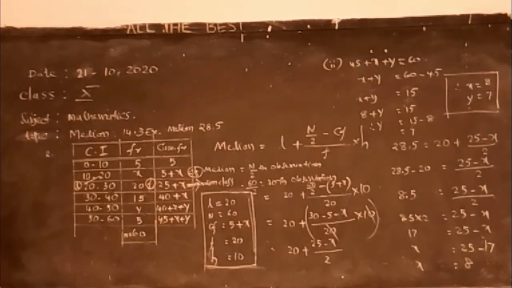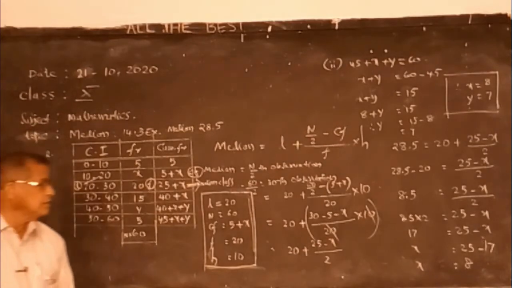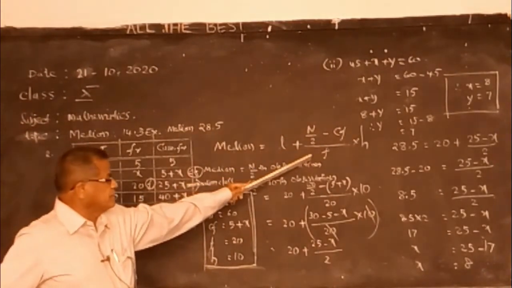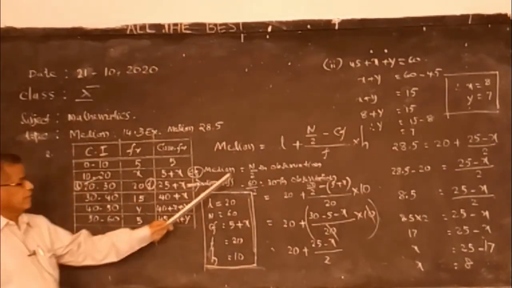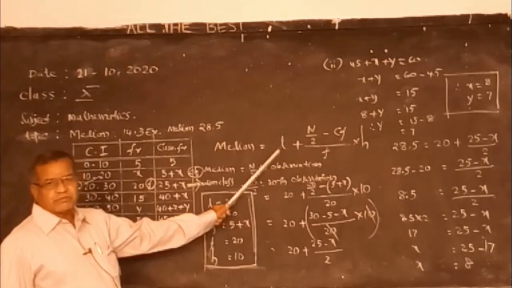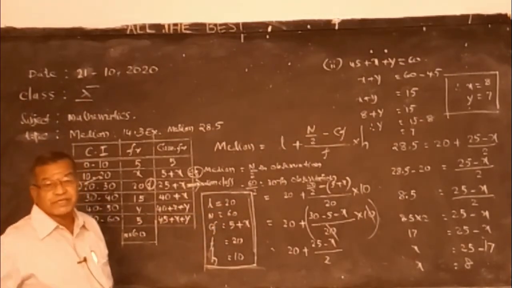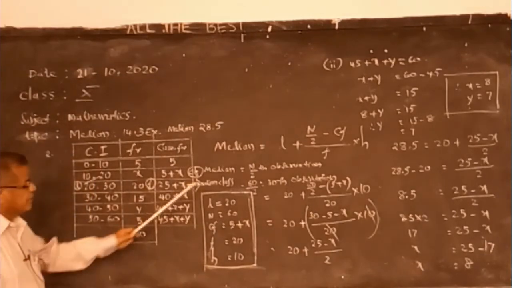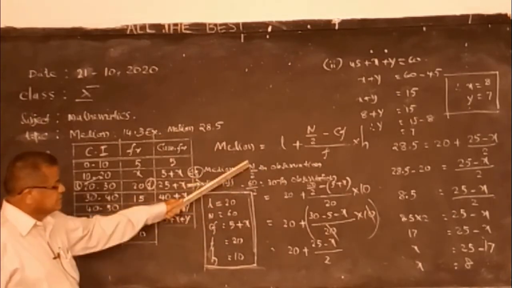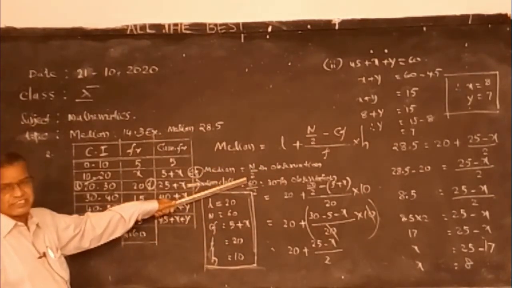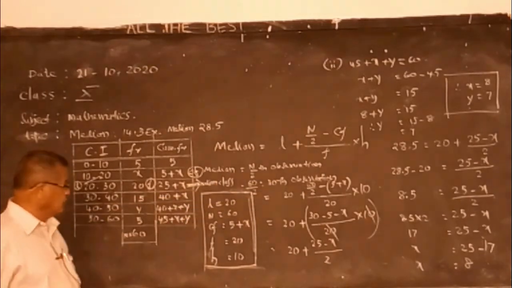So please practice the formula first. Write the formula and explain the terms. What is small a? What is L? What is N? What is F? You have to write the terms also. L is the lower boundary of the median class. How to find the median class? The middle. The median is the N by 2 observation, where N is the total frequency, given as 60. 60 by 2 is 30.